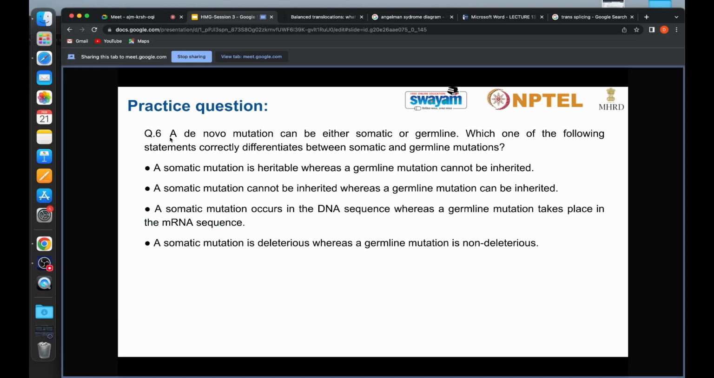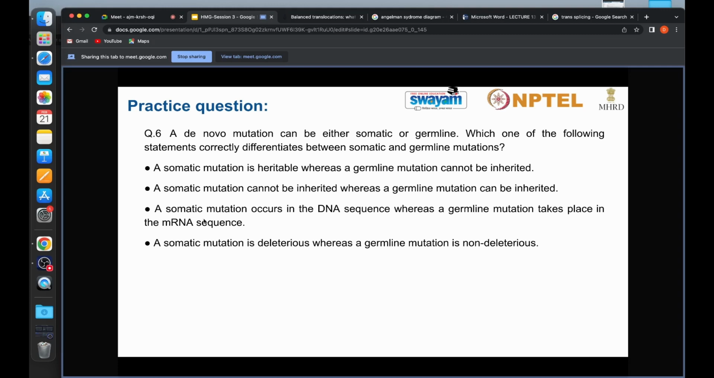Then we looked into question number 6, in which they asked you to tell the difference between somatic and germline mutations, and how they are different from one another. In the first option, they were saying that a somatic mutation is heritable, whereas a germline mutation cannot be inherited. Option B was a somatic mutation cannot be inherited, whereas a germline mutation can be inherited.